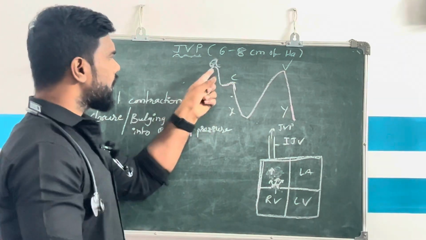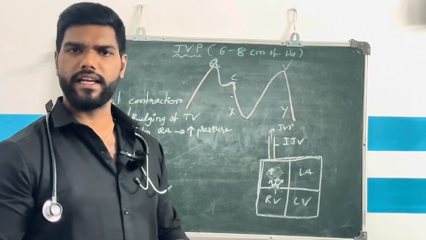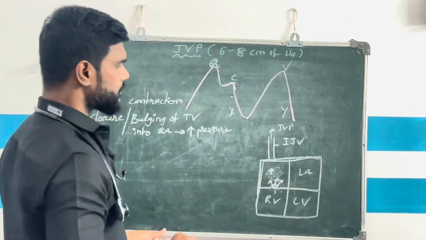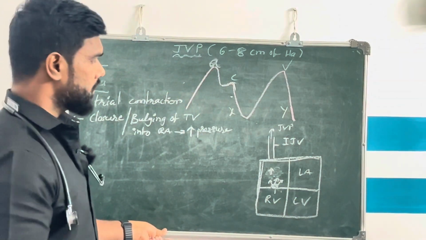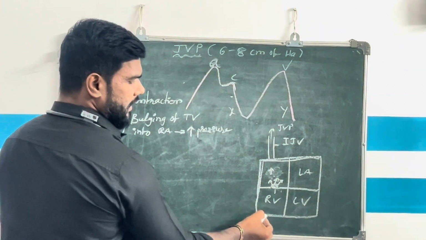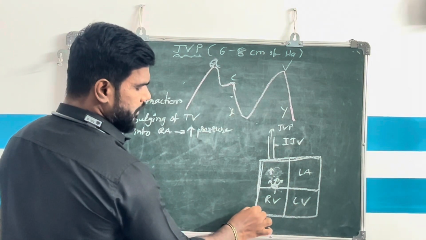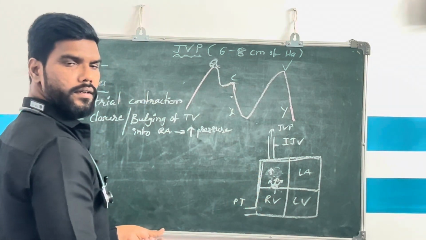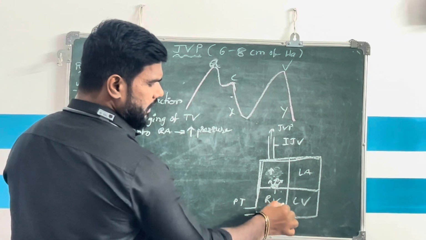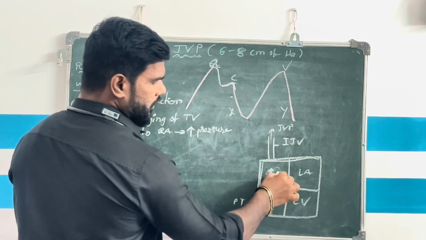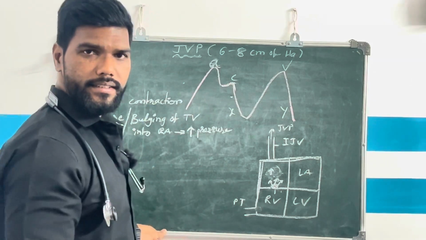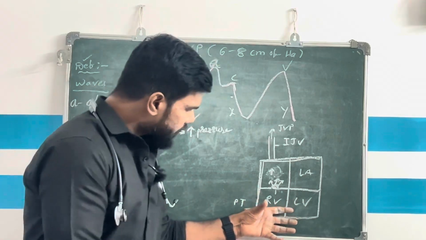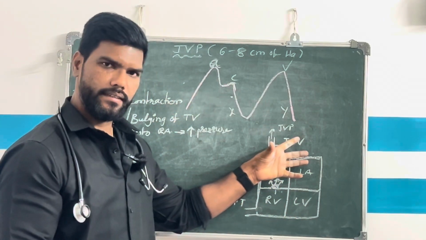So A means atrial contraction, C means closure of tricuspid valve. After the closing of tricuspid valve, what happens? The right ventricle contracts, and the blood from the right ventricle is pumped into the pulmonary trunk. During this right ventricular systole, the pressure in the atria is decreased, then the atria is emptied, right? When the ventricle is contracting, then the atria is relaxing.